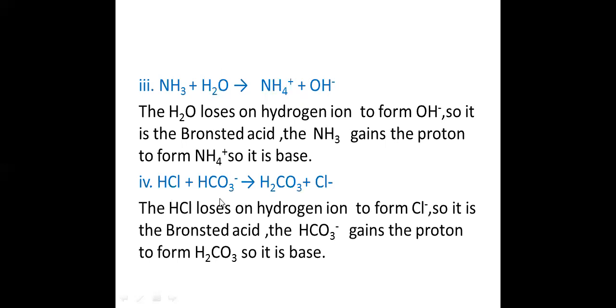Hydrochloric acid when reacting with bicarbonate ion will form carbonic acid and chloride ion. So you can see that hydrochloric acid donates a proton, so it is a Lowry-Bronsted acid. And bicarbonate ion accepts that proton to form carbonic acid, so bicarbonate is a Lowry-Bronsted base.